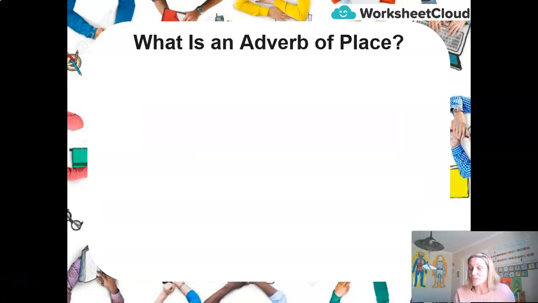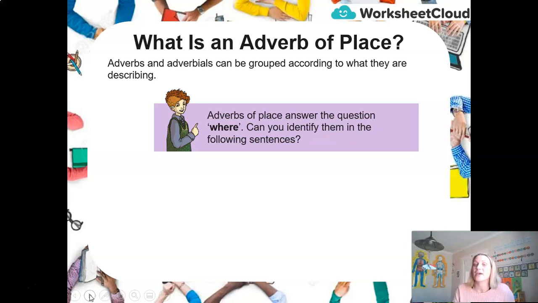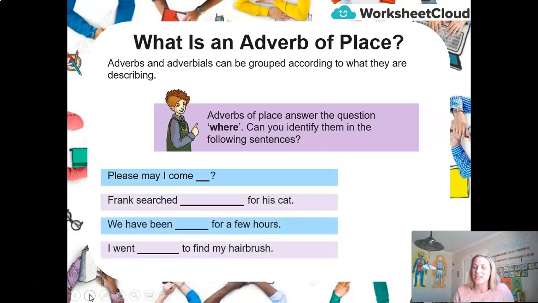Okay, so if an adverb of time tells me when, and an adverb of manner tells me in what way or in what manner, what about an adverb of place? Hopefully, you can deduce that an adverb of place tells me where. So have a look at these sentences. 4 more for you. Can you identify an adverb that tells me where something happened? Please may I come? Frank searched for his cat. We have been for a few hours. I went to find my hairbrush.